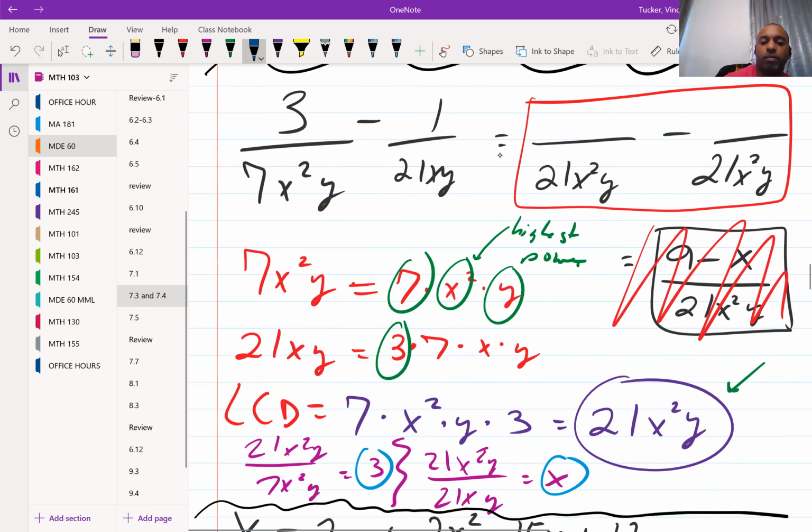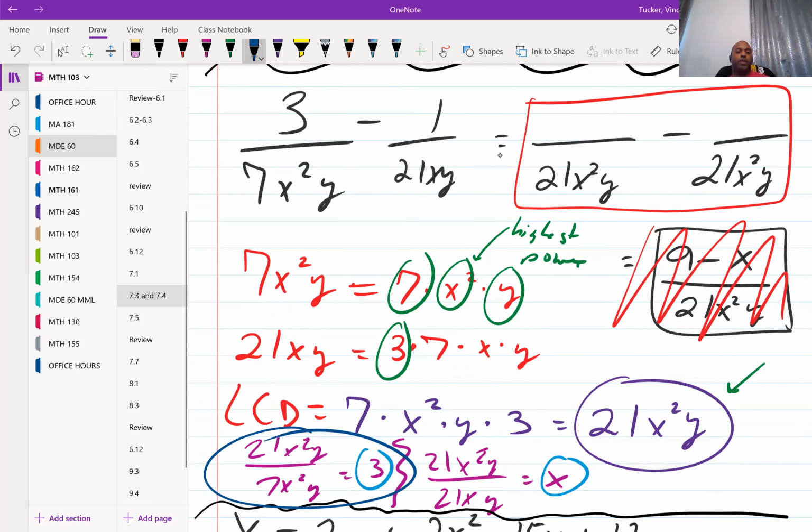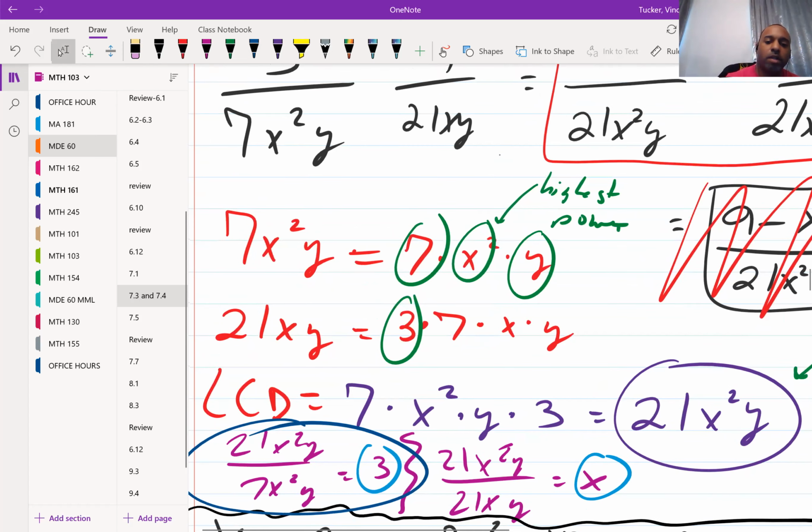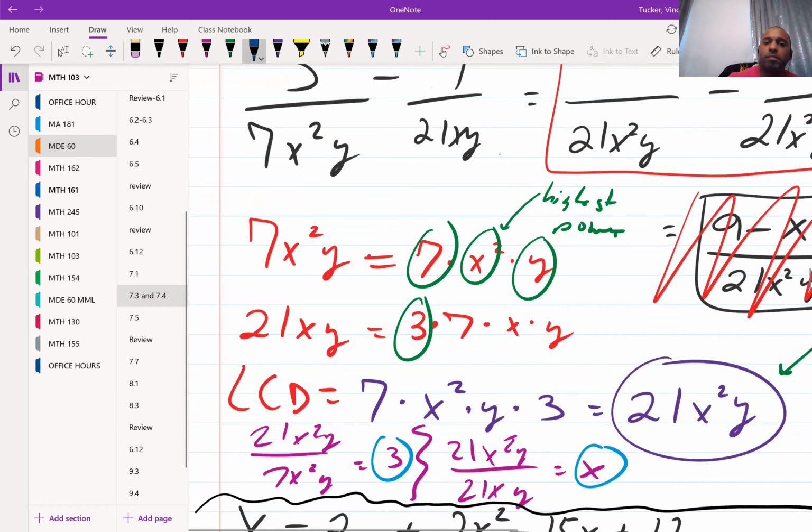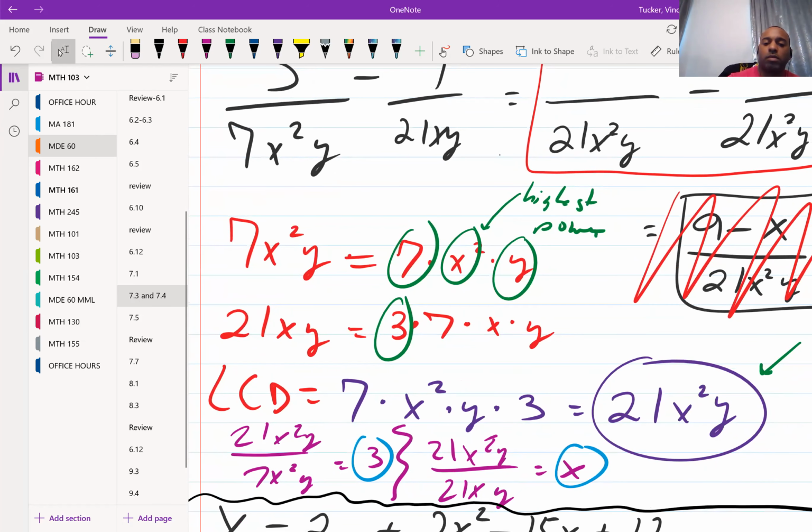So scrolling up, I did that right here. If you take 21x squared y divided by the 7x squared y, notice the difference is going to be 3. So that's what I'm going to multiply to the top and bottom of the first fraction. And then for 21x squared y over 21xy, the difference would just be x. So I'm going to multiply top and bottom by x. It's the same exercise that we just did in the last few problems: establish the difference between the two denominators, then multiply the top and bottom by that difference so that we have an equivalent fraction.